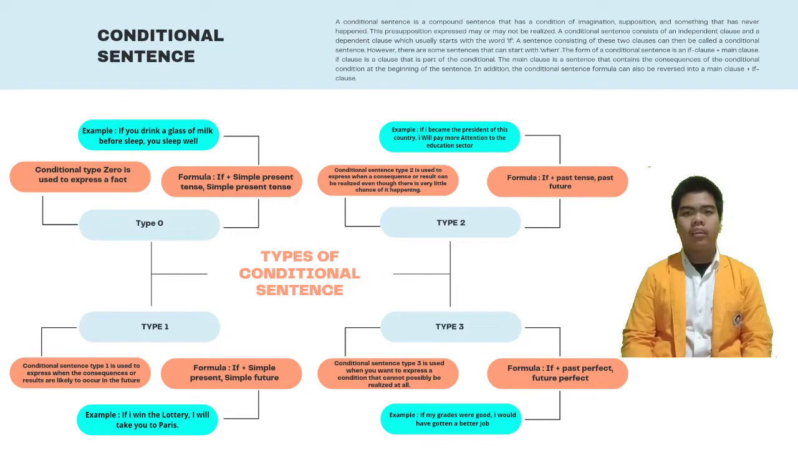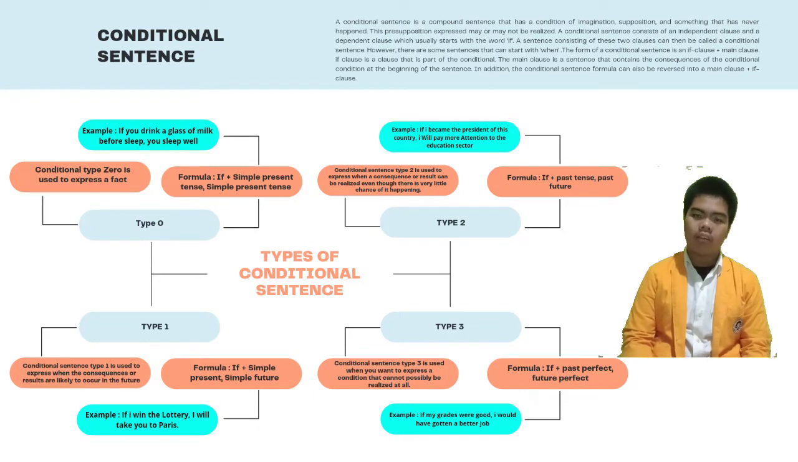The second is the conditional of type 1. Conditional sentence type 1 is a form of conditional sentence that is used to express when the consequence or result is likely to occur in the future. And the formula for conditional type 1 is if, simple present, and simple future.